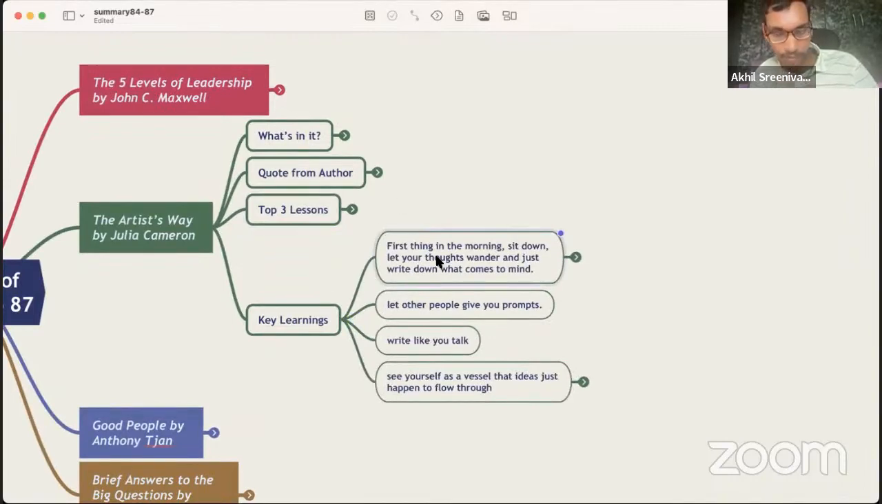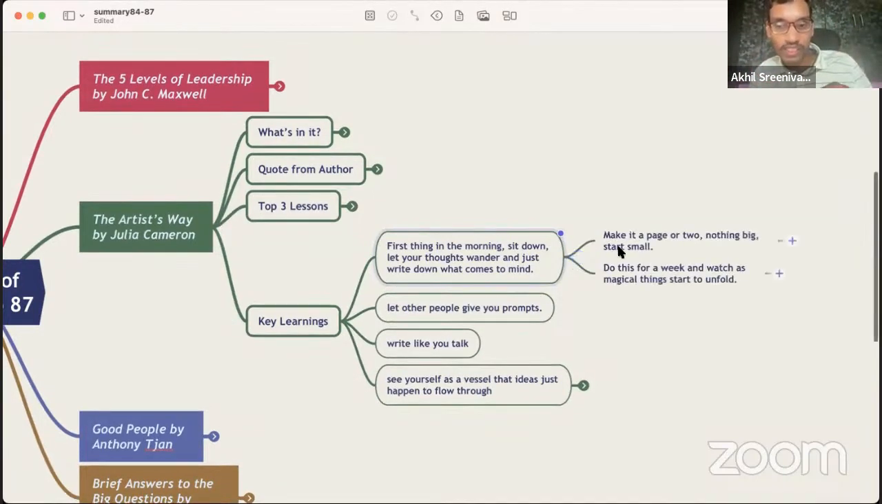First thing in the morning, let us see how to implement this artistic way in our daily life. Sit down, let your thoughts wander and just write down what comes to mind, whatever it is. Just do this for a week. Make it a page or two. Nothing big, start small. Do this for a week and watch as magical things start to unfold.